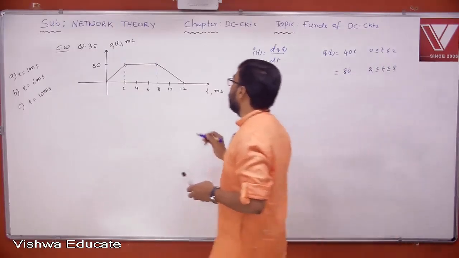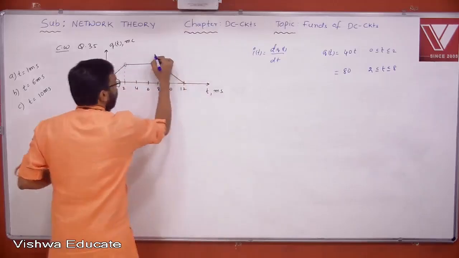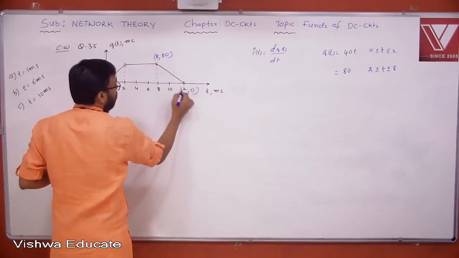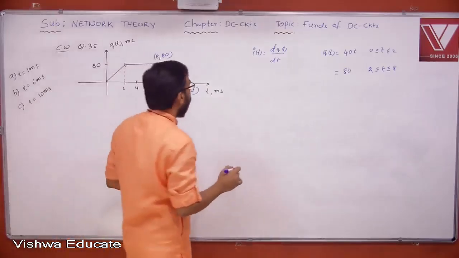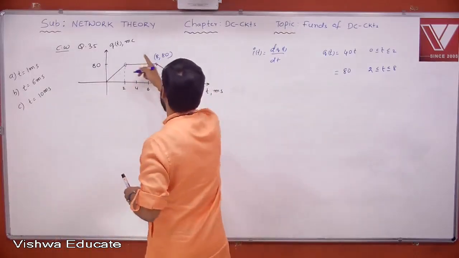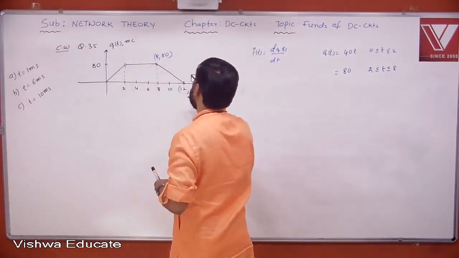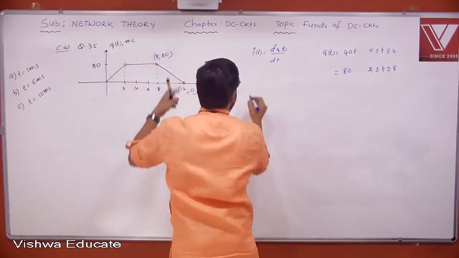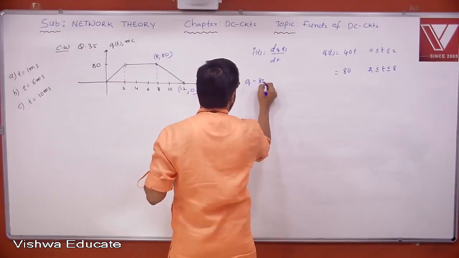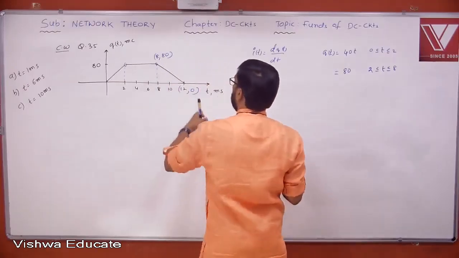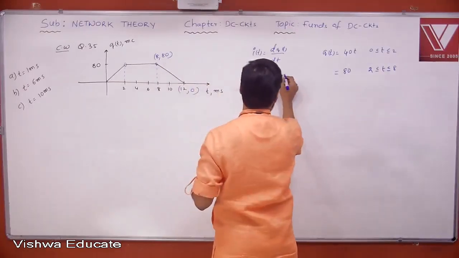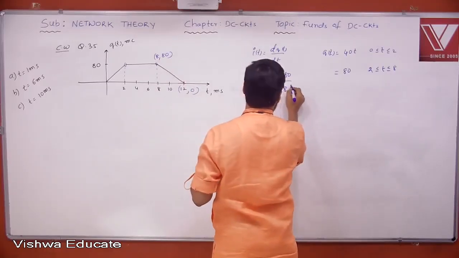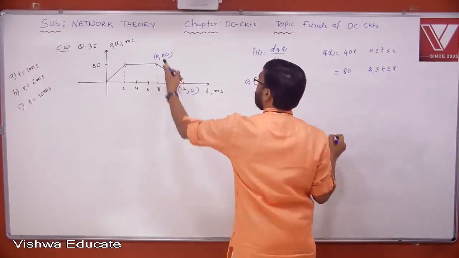Now I need to find the equation. This is 8 comma 80. This is 12 comma 0. Yes or no? Then we can find that equation. y minus y1 is equal to m into x minus x1 is the formula for a straight line equation. So q minus 80 is equal to y2 minus y1, 0 minus 80, by 12 minus 8, and t minus 8 here.